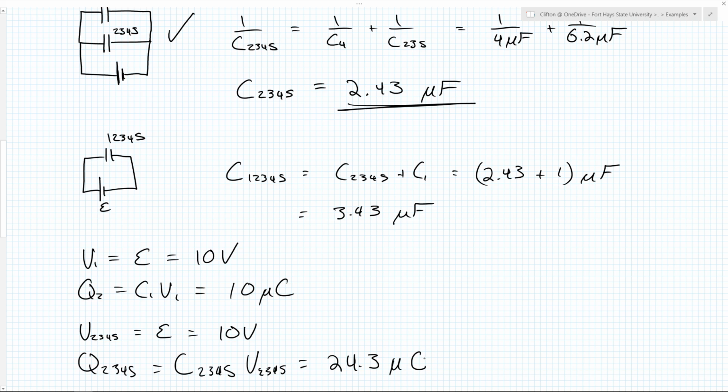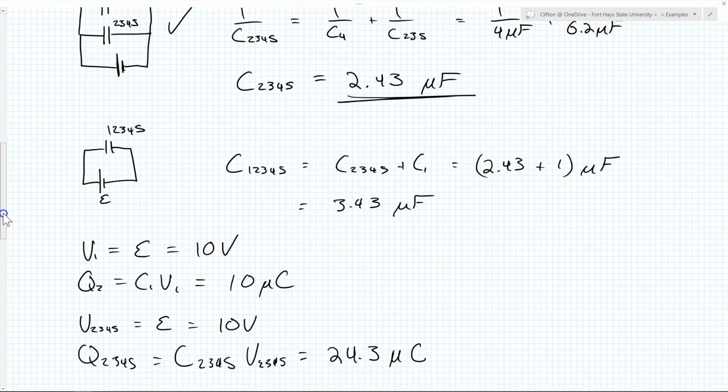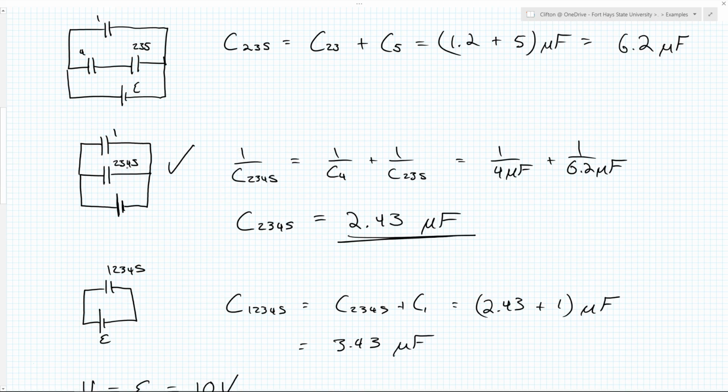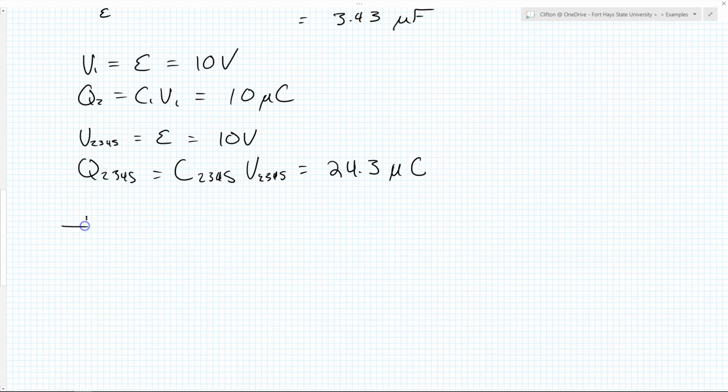I need to start unpacking these effective capacitors. So this effective capacitor C2, 3, 4, and 5 was created by combining capacitor 4 and an effective capacitor 2, 3, 5 that were in series. So I'm going to unpack this effective capacitor into those two. So here's C1, here's C4, here's C2, 3, 5.